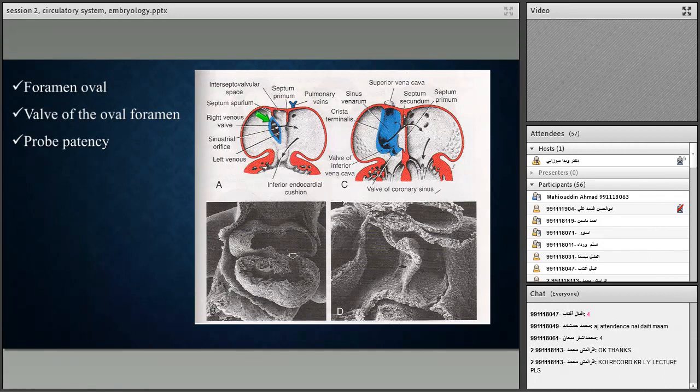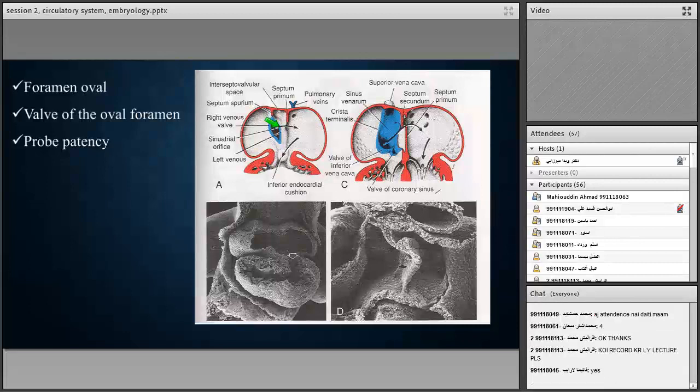At the time when the sinus venosus is opening into the right atrium, it has two valves, right venous valve and left venous valve. Do you remember these parts? Right and left venous valves. There is a septum on the superior portion of these valves which is called septum spurium. Here we can see septum spurium.